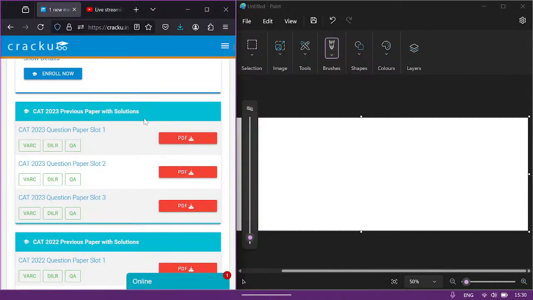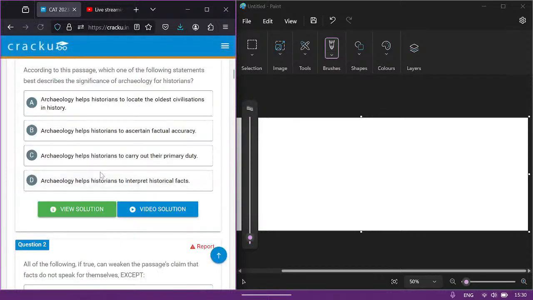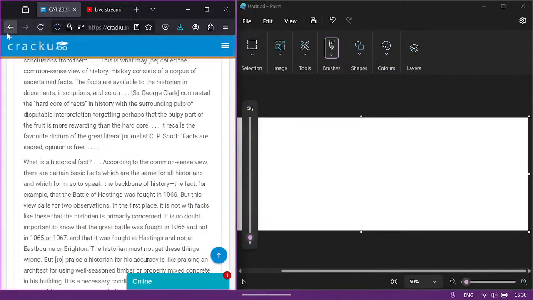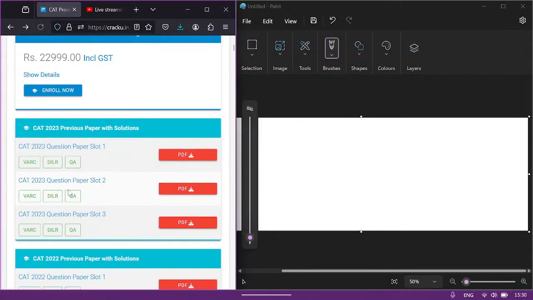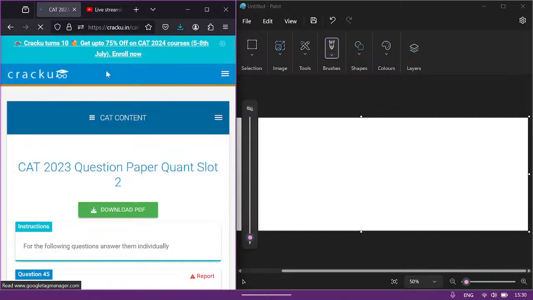Hello everyone. So today we are going to give QA of CAT 2023 slot 2. I'm using Cracku. So let's see how it goes.